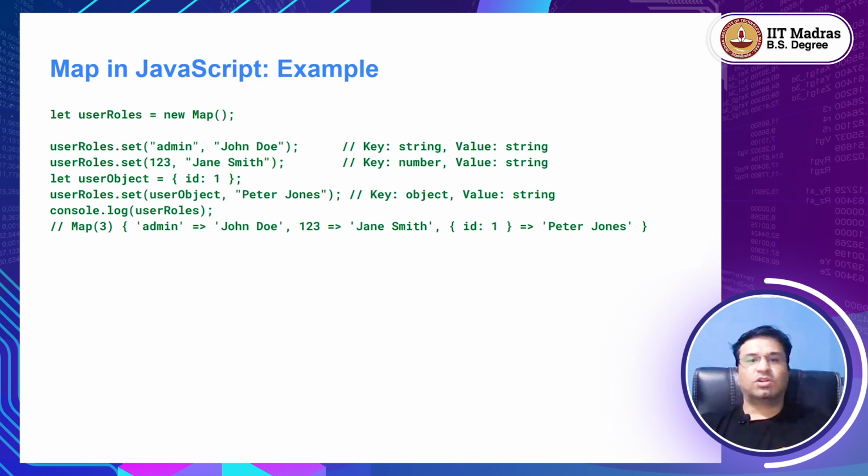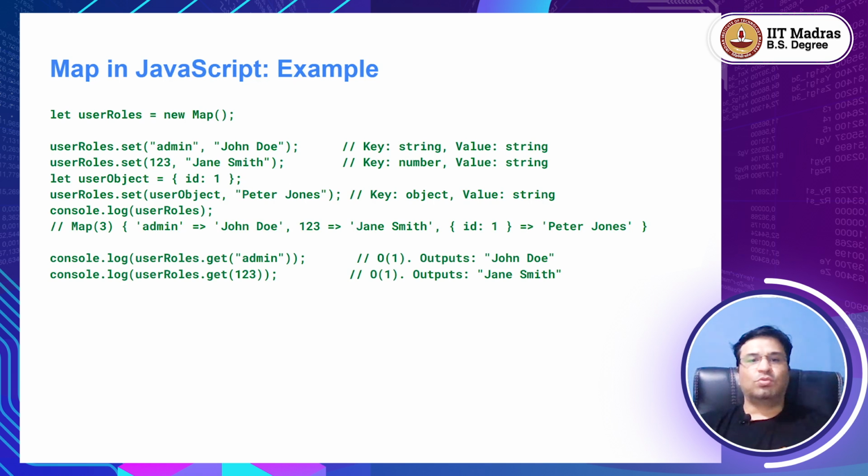Next, userRoles.set(123, 'Jane Smith') adds a key-value pair where the key is a number. This would be stringified to '123' in the plain object, but in a Map, 123 is retained as the number. And next, userRoles.set(userObject, 'Peter Jones') adds a key-value pair where the key is an actual JavaScript object, userObject. This is a powerful feature of Maps, as objects cannot be direct keys in plain JavaScript objects.